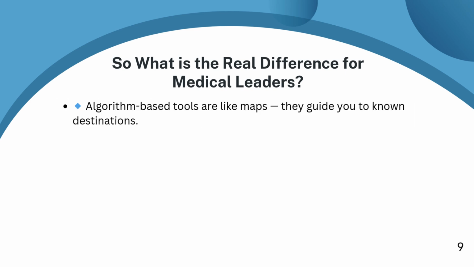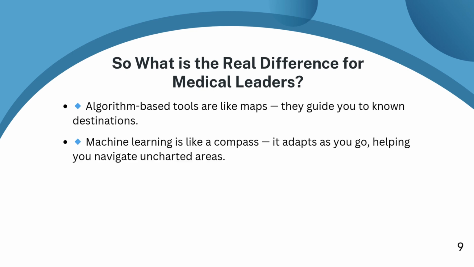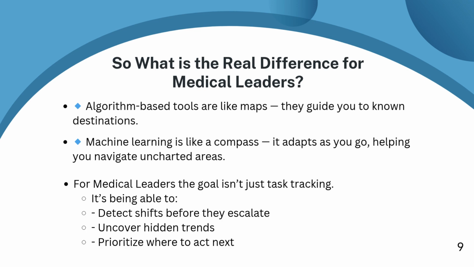Here's the big picture. Algorithm-based tools are like maps. They'll get you to a destination you already know. Machine learning, on the other hand, is like a compass that adapts. It helps you navigate uncharted territory, detect early signals, and prioritize where to focus next. If you're leading a medical affairs function, especially across multiple markets or therapeutic areas, you need tools that go beyond task tracking. You need systems that can uncover what's changing, where the conversation is headed, and how your team should respond.